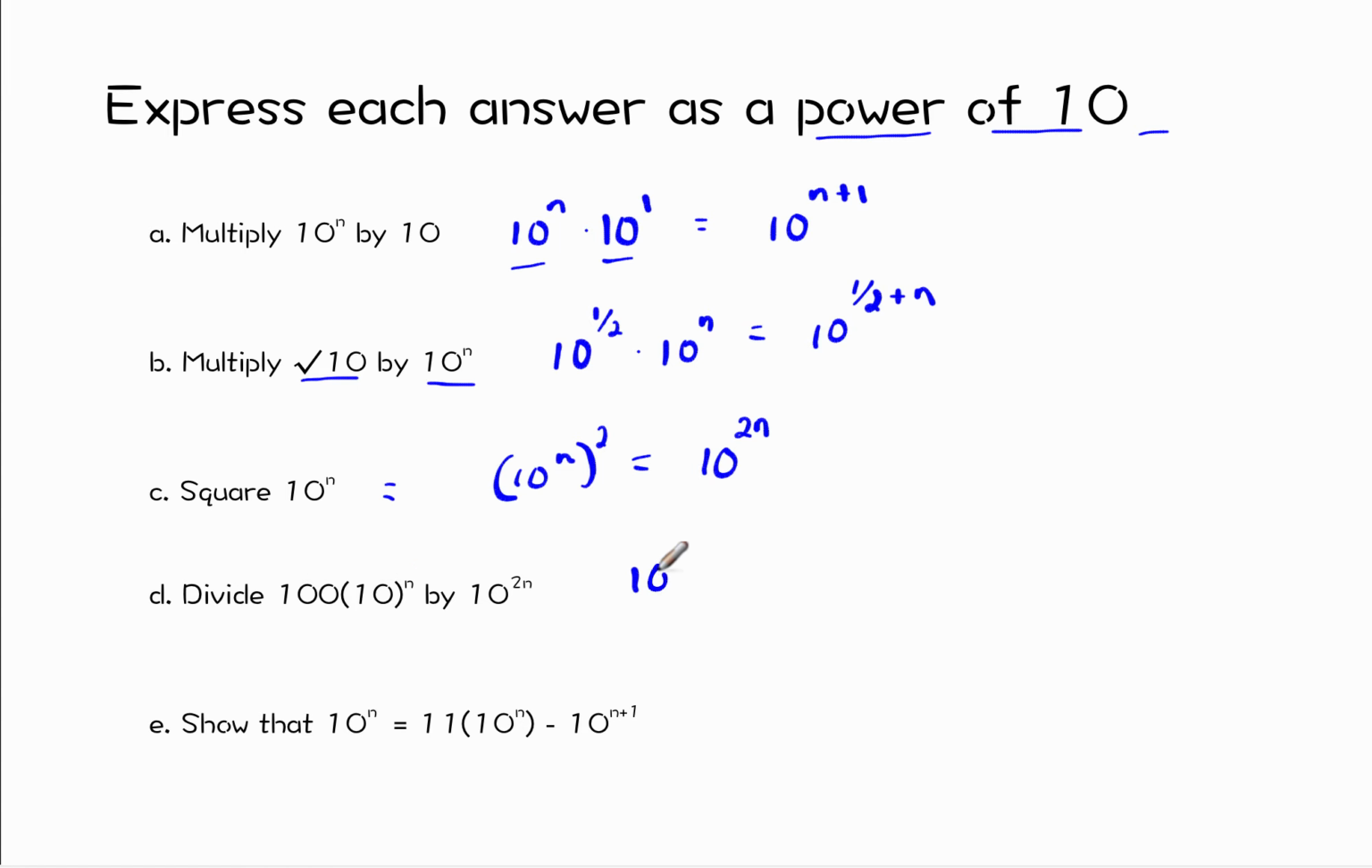Well, I'm going to write this out. I'm going to take 100 times 10 to the n, and they want me to divide that by 10 to the 2n. Well, there's two ways I could do this problem. And of course, I'm going to show you both ways. Here's the first way I could do it.